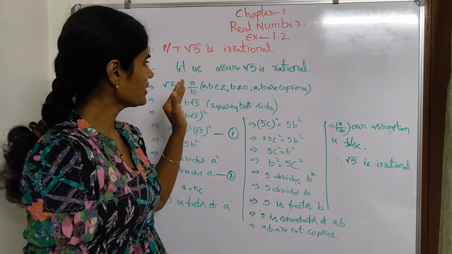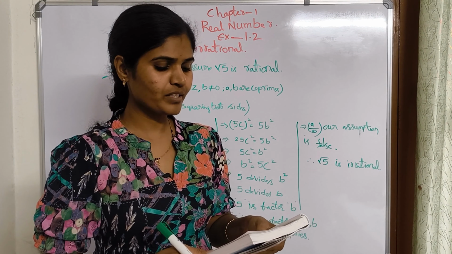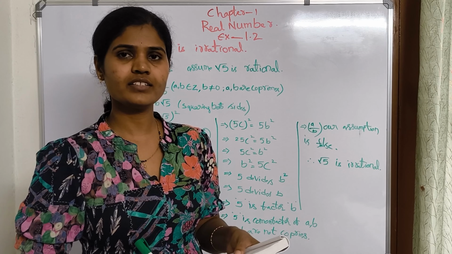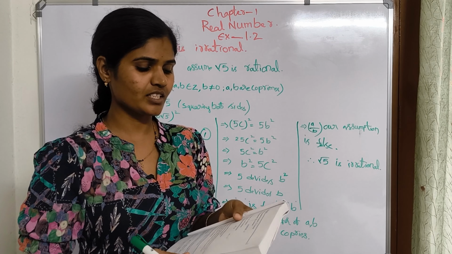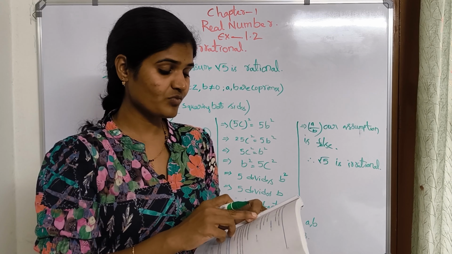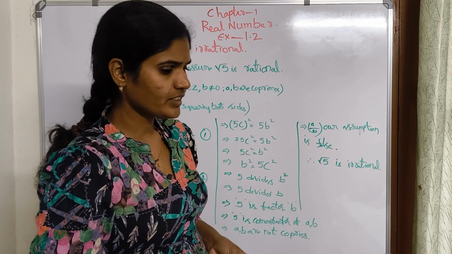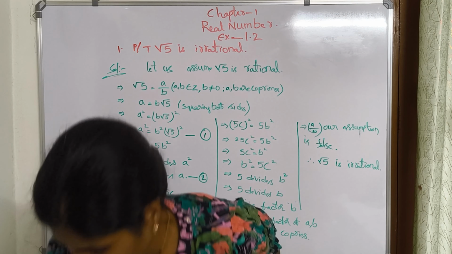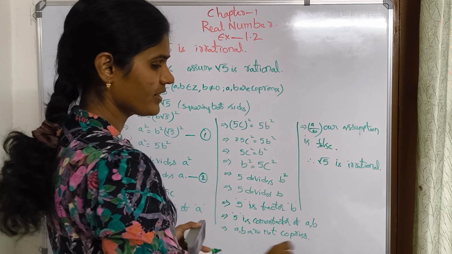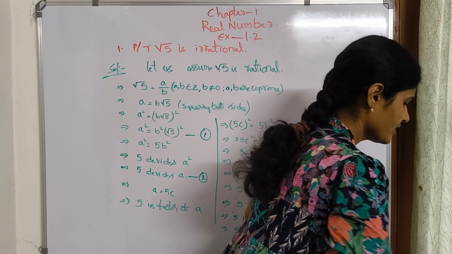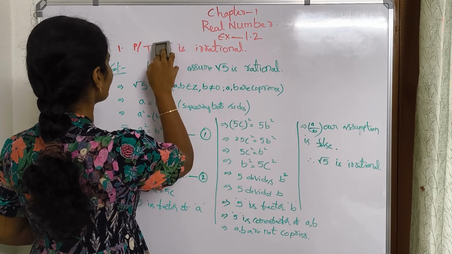Okay. Using the same method, the next question is: prove that 3 plus 2 root 5 is irrational. And the next, third question is 1 by root 2, 7 root 5, 6 plus root 2. In the same way, let's see. This is the root 5. Next question is 3 plus 2 root 5.